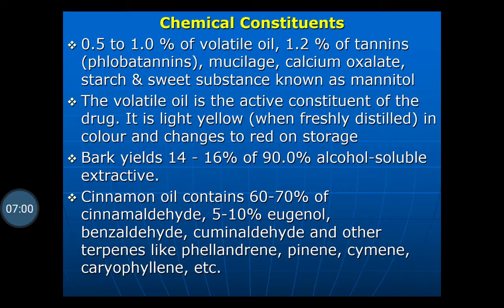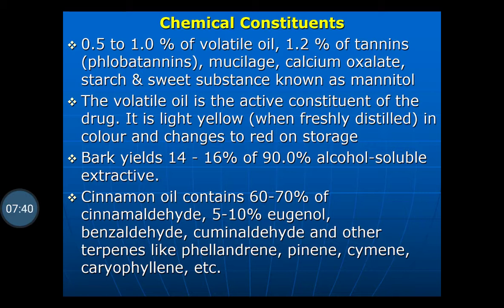Chemical constituents: 0.5 to 1% of the volatile oil, 1.2% of the tannins. As it is the bark, it contains the tannins, that is the phlobatannins, mucilage, calcium oxalate, starch, and sweet substances known as mannitol. The volatile oil is the active constituent of the drug. It is light yellow in color when freshly distilled, and the color changes to red when it is stored. Bark yields near about 14 to 16% of 90% alcohol-soluble extractive.